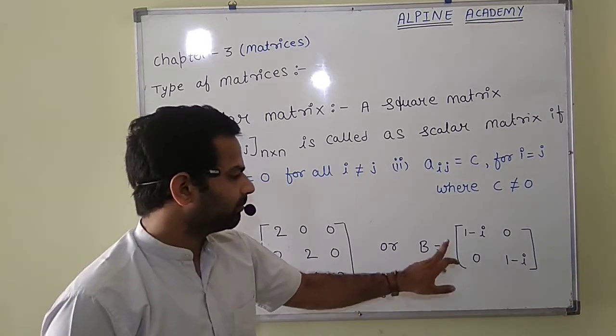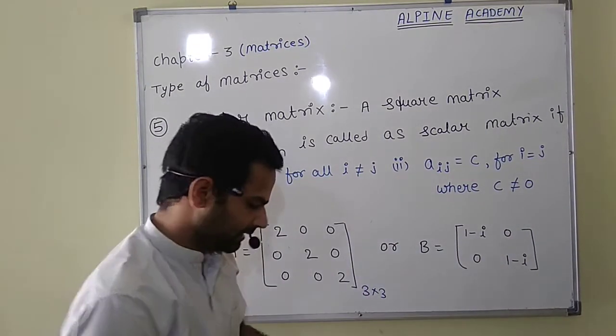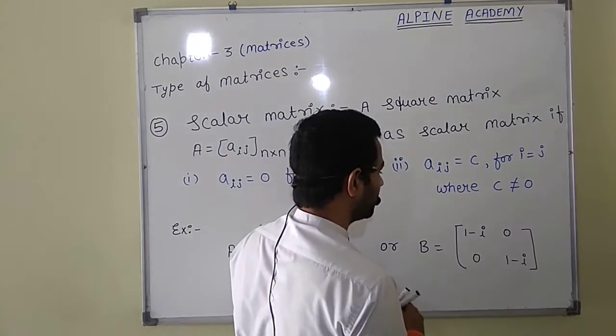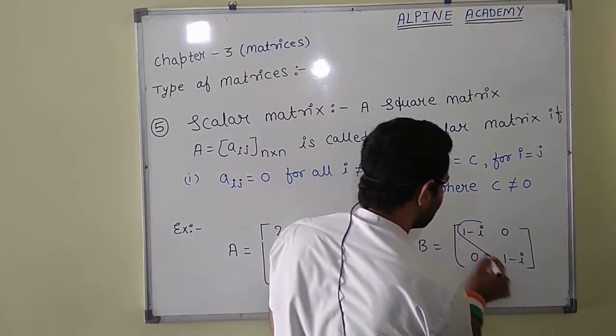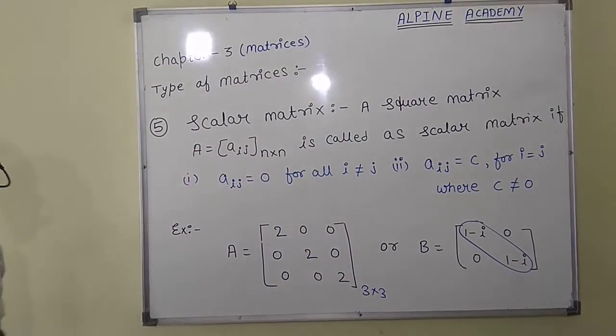Second example, B. 1 minus i, 0, 0, 1 minus i. Here again you can see that the diagonal elements are the same and the remaining elements are 0. So this is again a type of scalar matrix.